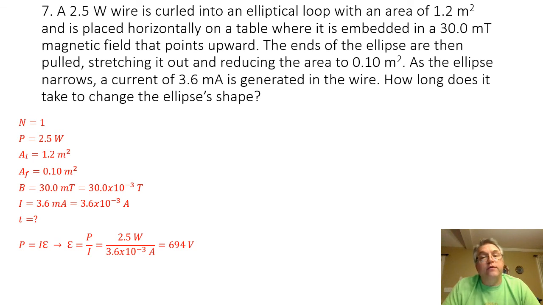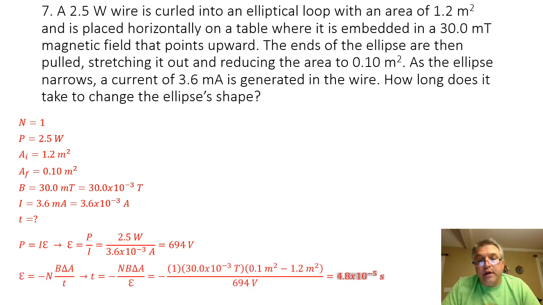And yes, I know that says pi. Deal with it. Solving that for induced EMF, I know that epsilon equals P divided by I. I plug my known values into that equation, and I'm going to get an induced EMF of 694 volts.